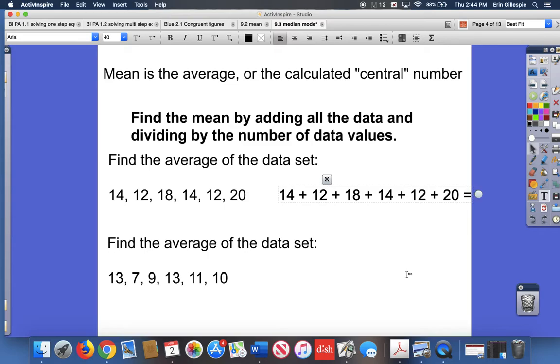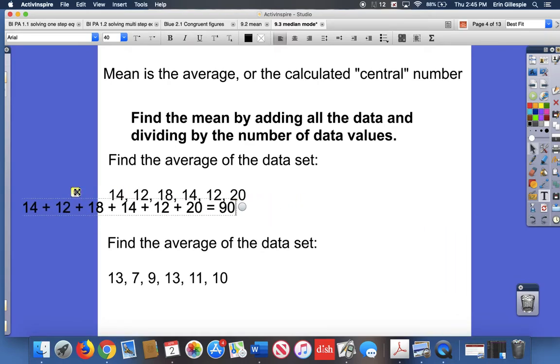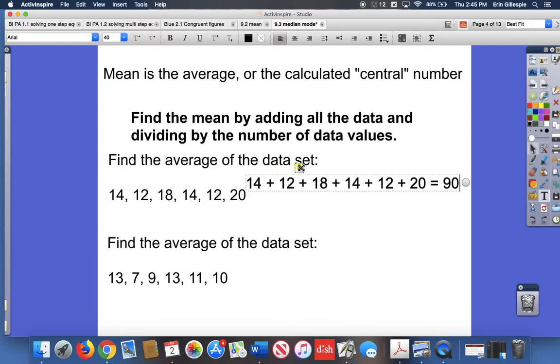Then I would figure out, all right, what does that equal? So now I'm going to type that into my calculator quick here. So 14 plus 12 plus 18 plus 14 plus 12 plus 20 gives me 90, all right? That's not my average. That does not make sense as the central number. Definitely not 90. Well, that's because I'm not done. All I've done so far is add the data. I still need to now divide that 90. I'm just going to write divided by because to get the sign is annoying.